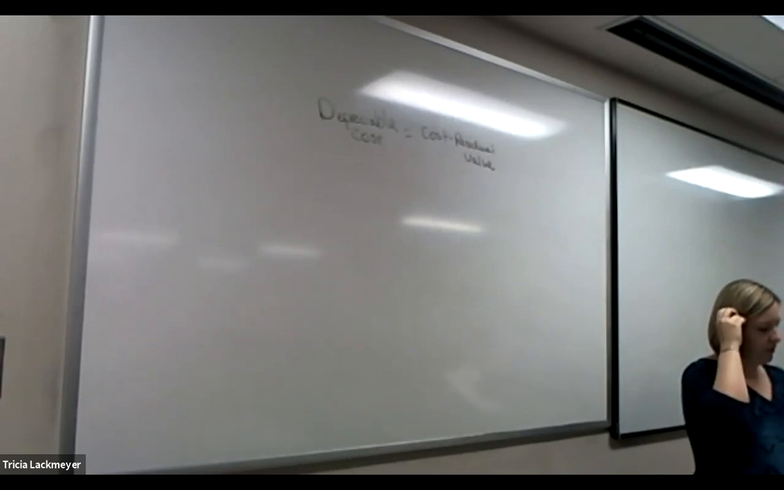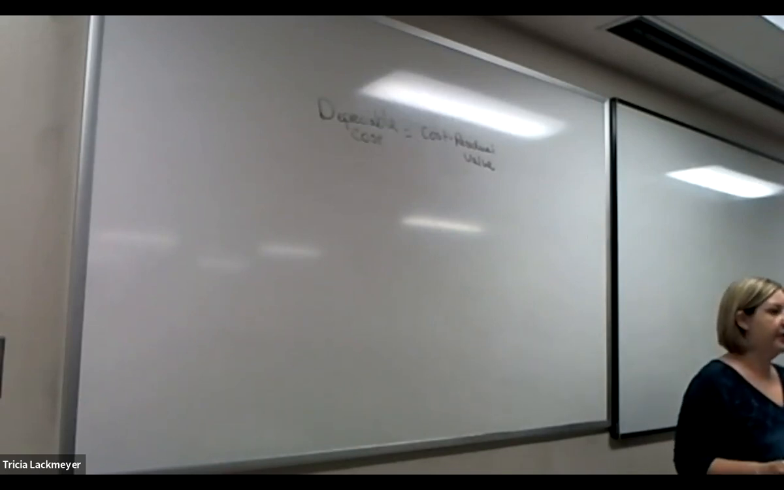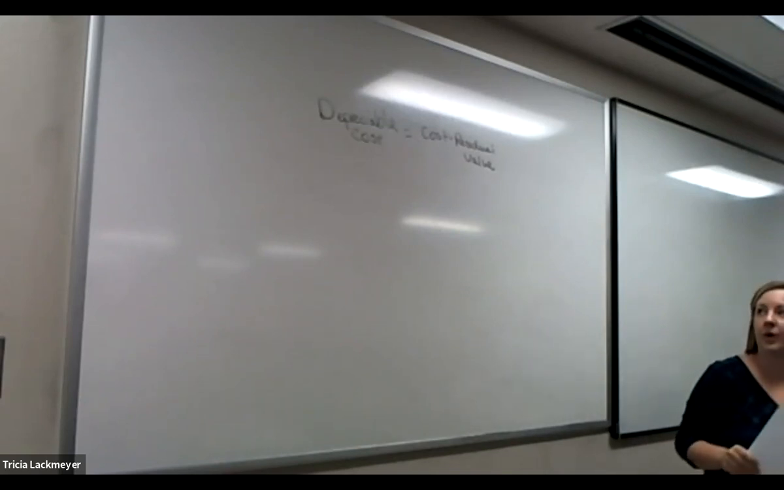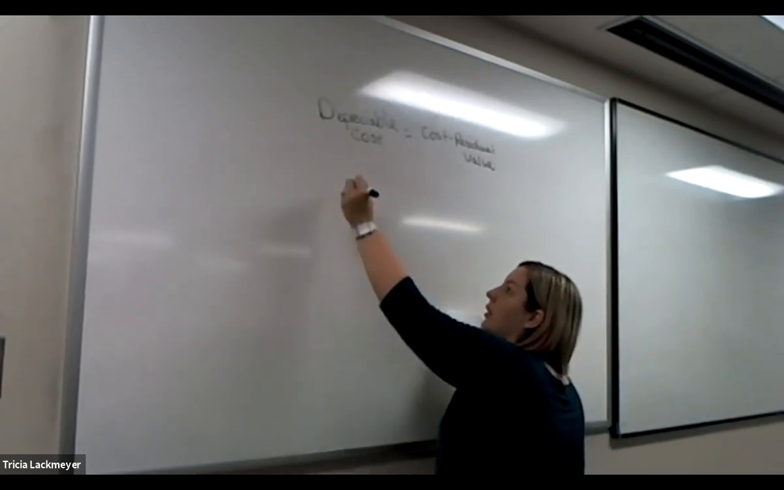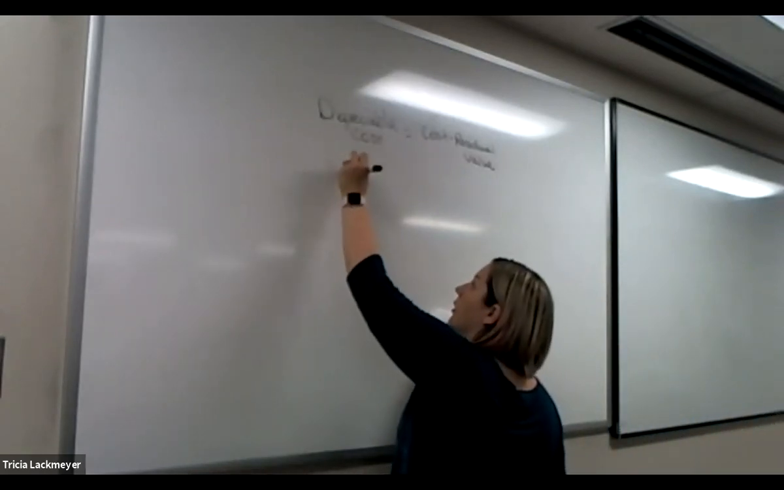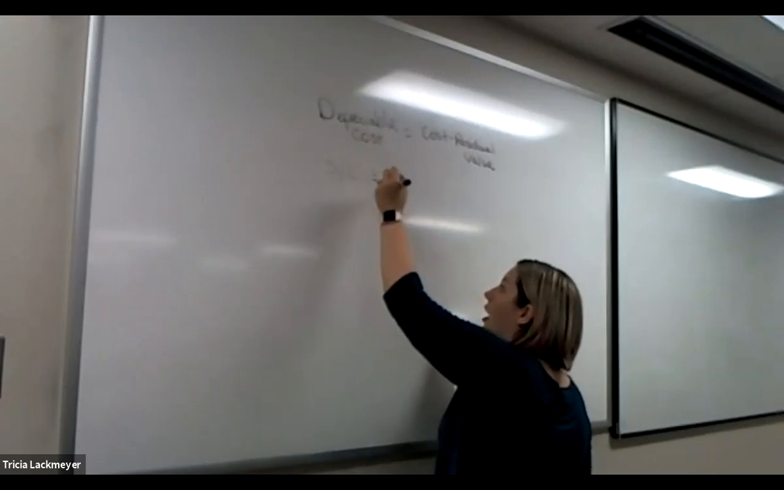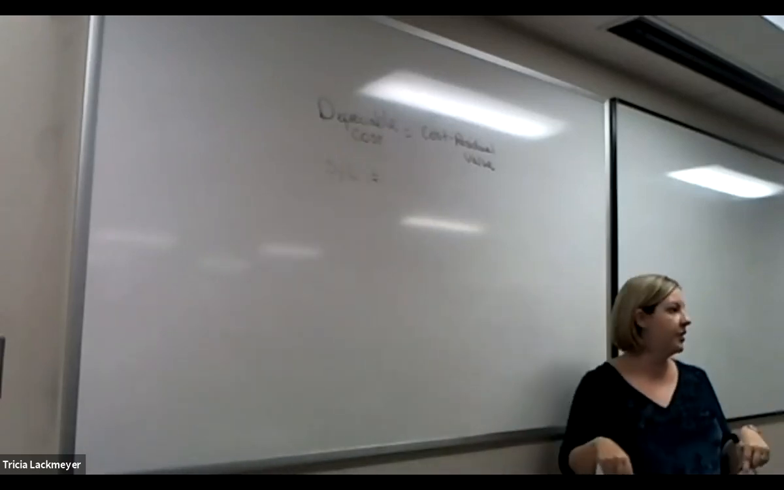Also, be able to know what the straight line formula is. What is my straight line formula? Cost minus residual value over the useful life. Very good. Cost minus residual value over the useful life.